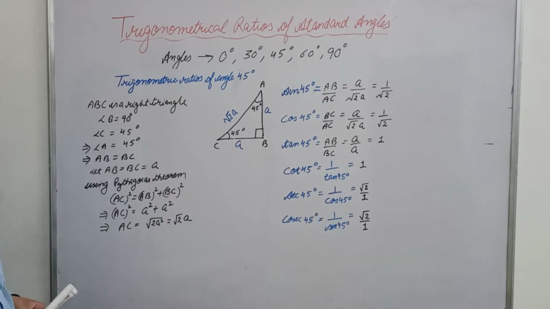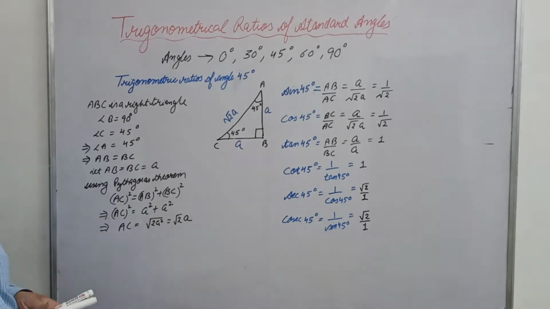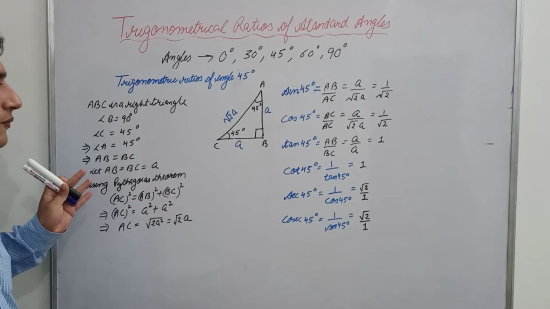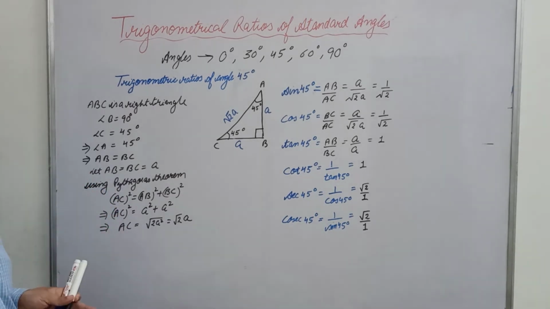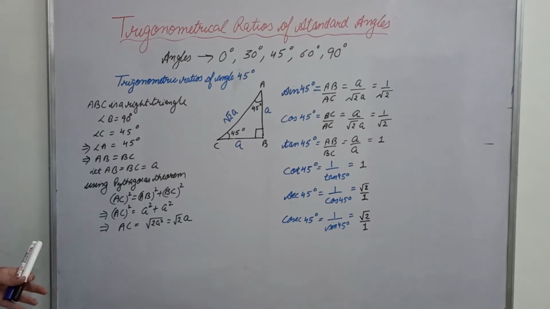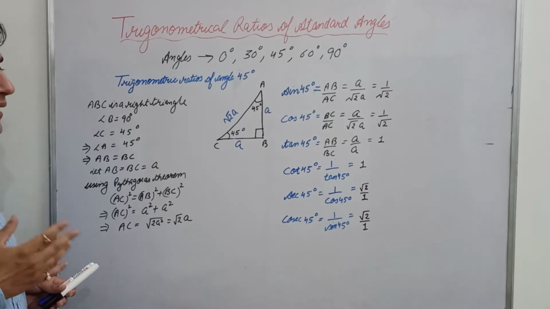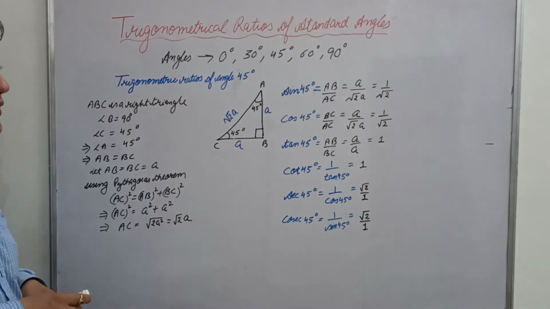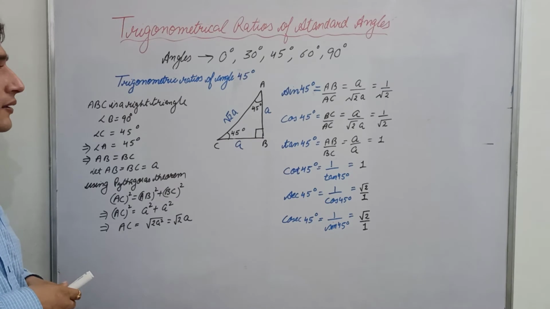So in this way you can find the values, but you have to remember only the values. The proof is not coming in your exam. So you have to memorize the values of the T ratios for these angles. And how to remember? After finding the values for 0 and 90 degree, we will see how to write the values of these T ratios in tabular form and how to memorize the values. So there is a trick for remembering these values.